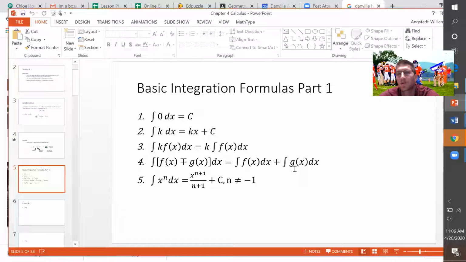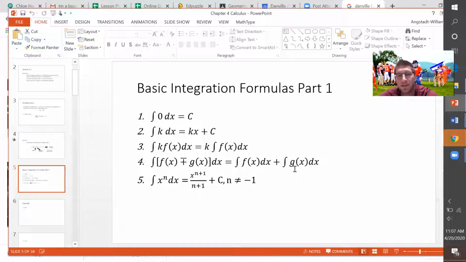Here are the first 5 rules of integration. If you take the integral of 0 dx, it is just a constant, because the derivative of a constant is 0. The antiderivative of 0 is going to be a constant. The integral of k dx is kx plus c. So if the derivative of kx would be k, the antiderivative of k would be kx, and as always, we put that plus c at the end. The third property says that if you have a constant in front of a function, like k times f of x, you can take that constant out, take the integral or antiderivative of the function, and then multiply the constant back through.